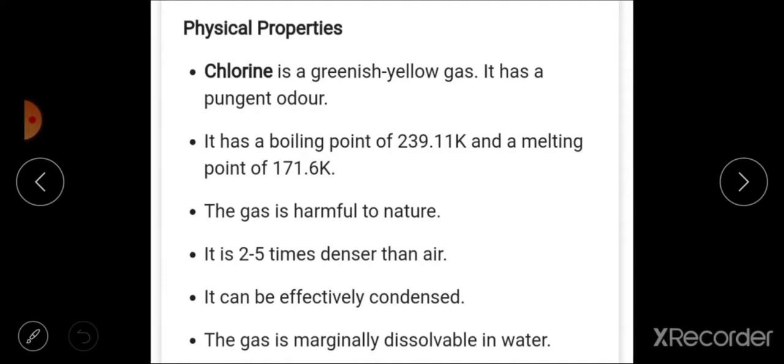Then physical properties of chlorine. Chlorine is a greenish yellow gas. It has a pungent odor. It has a boiling point of 239 Kelvin and a melting point of 171.6 Kelvin. This is a poisonous gas. This gas is harmful to nature. It is 2.5 times denser than air. It can be easily condensed and this gas is marginally soluble in water. These are some of the physical properties of chlorine gas.